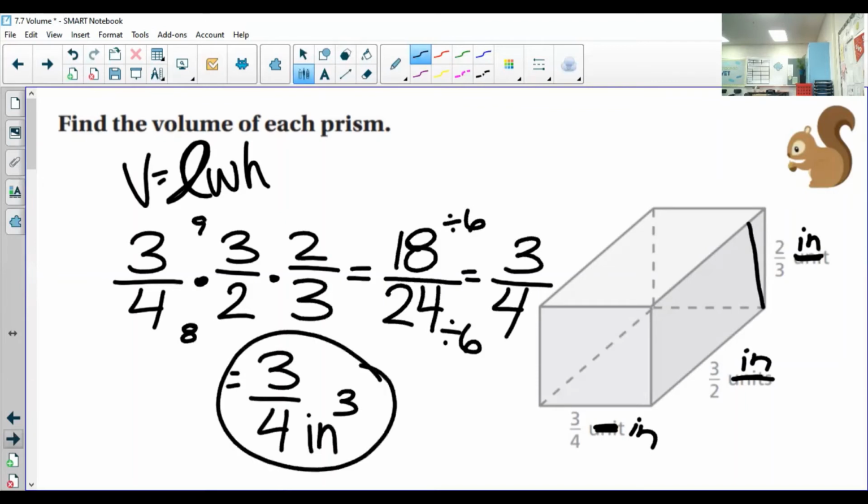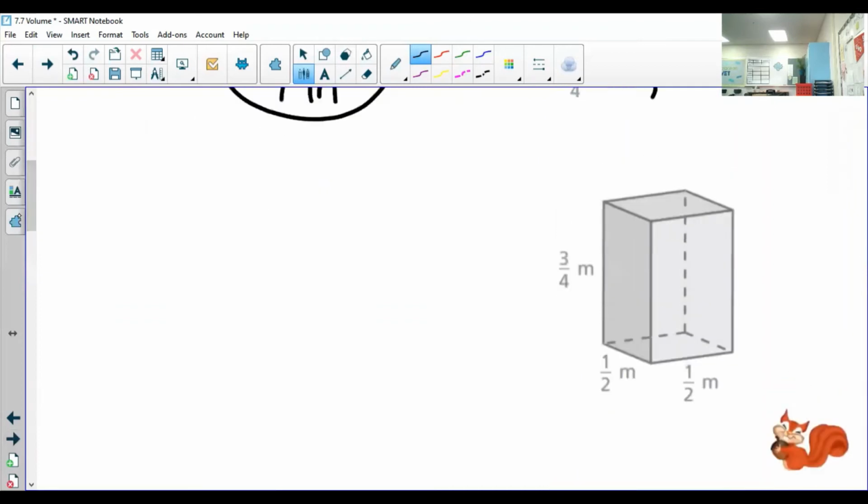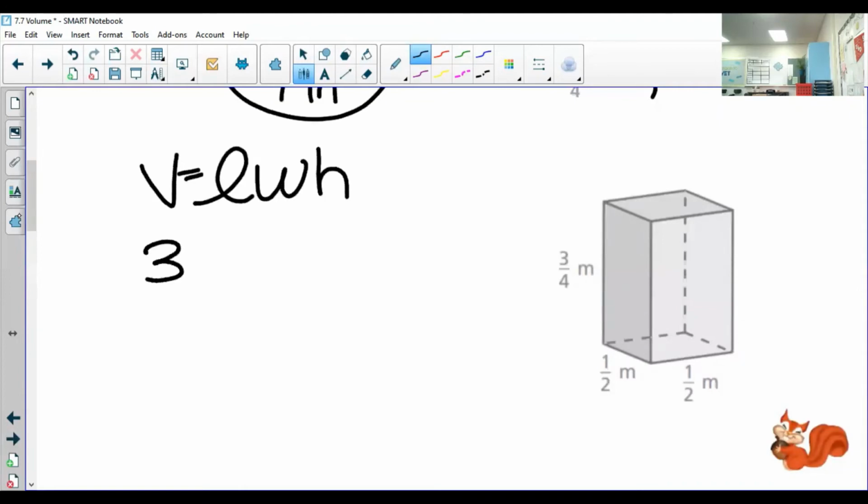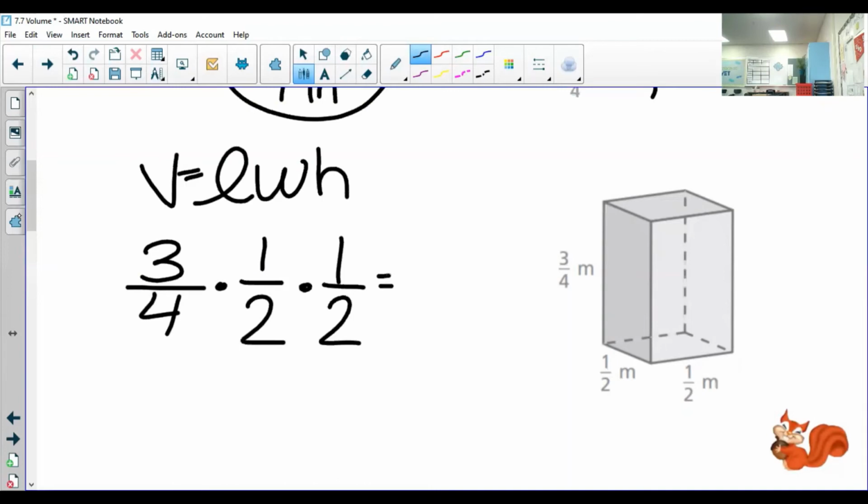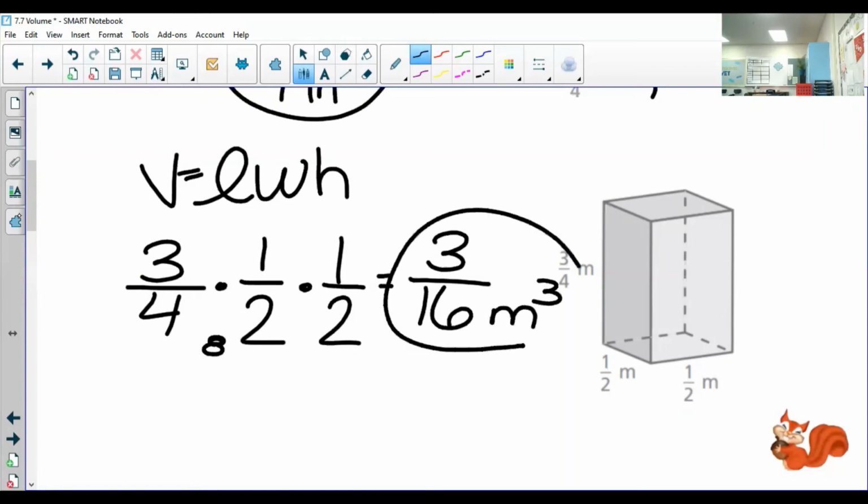Okay, we're going to do one more. That's a fraction just to make sure we get it. Okay, so here we go. Volume equals length times width times height. So my length is 3/4 times 1/2 times 1/2. And we're going to multiply straight across. 3 times 1 times 1 is just 3. And then we do 4 times 2, which is 8. 8 times 2 is 16. Can 3 over 16 go any smaller? No. So we do meters cubed, and that's the answer.